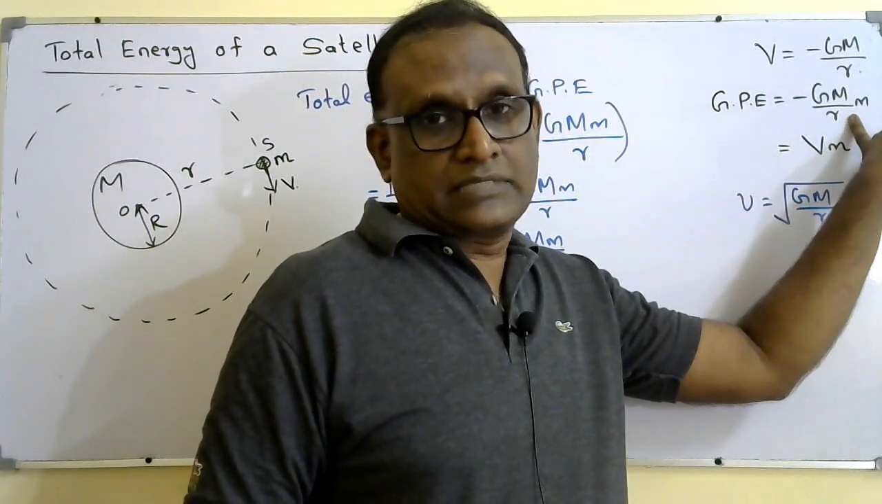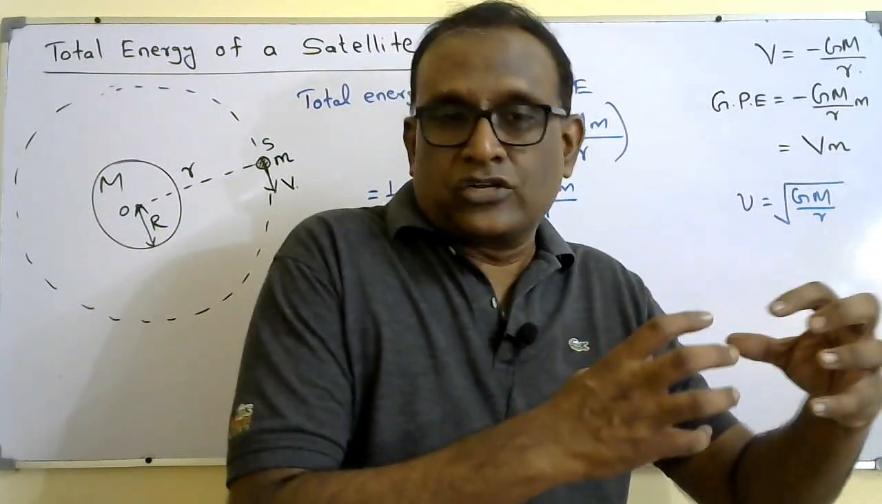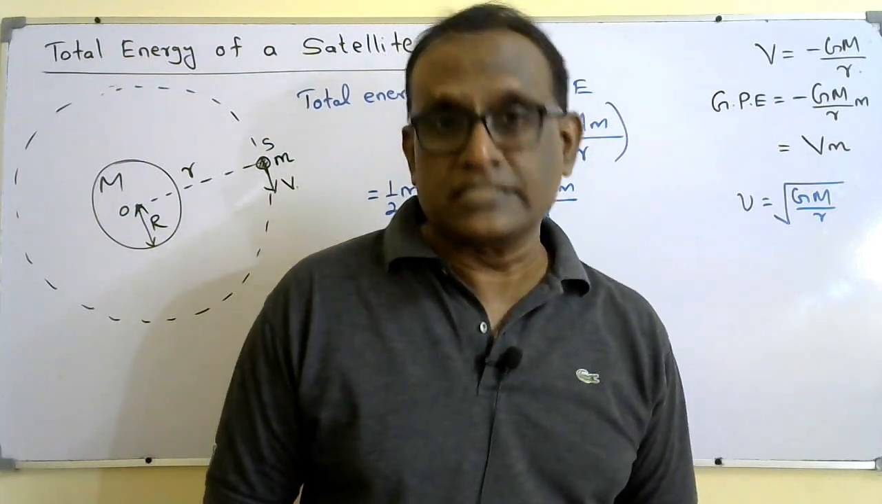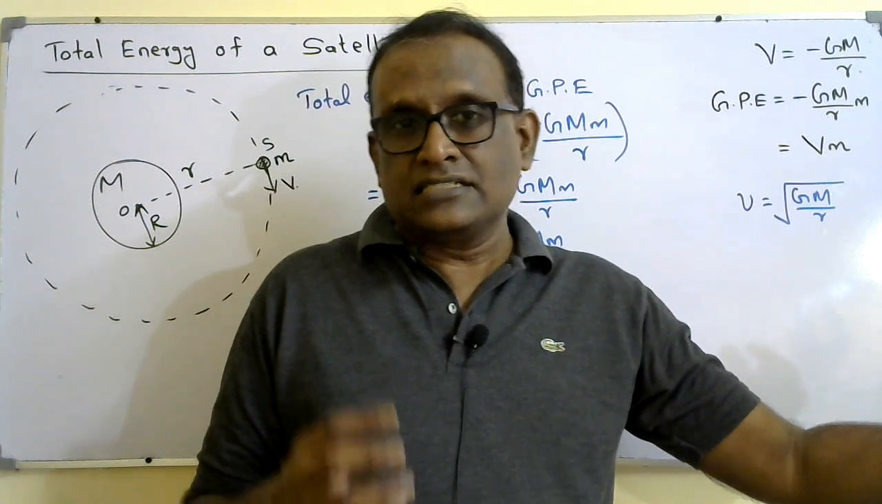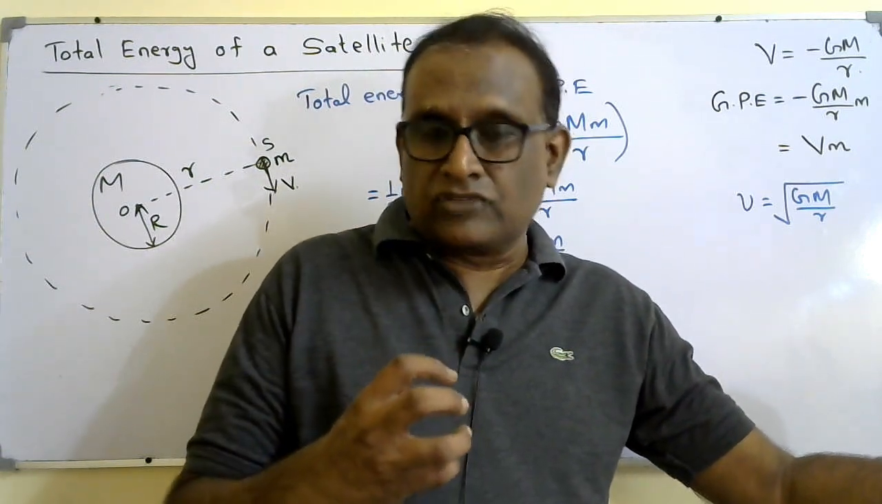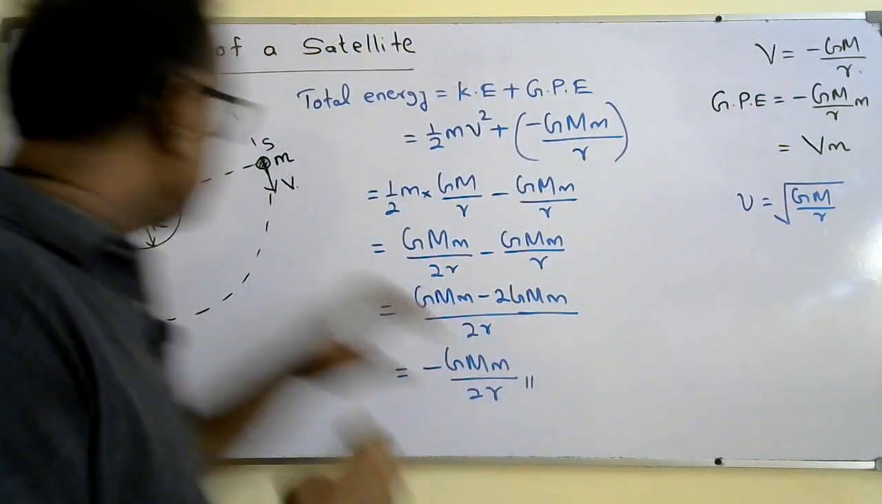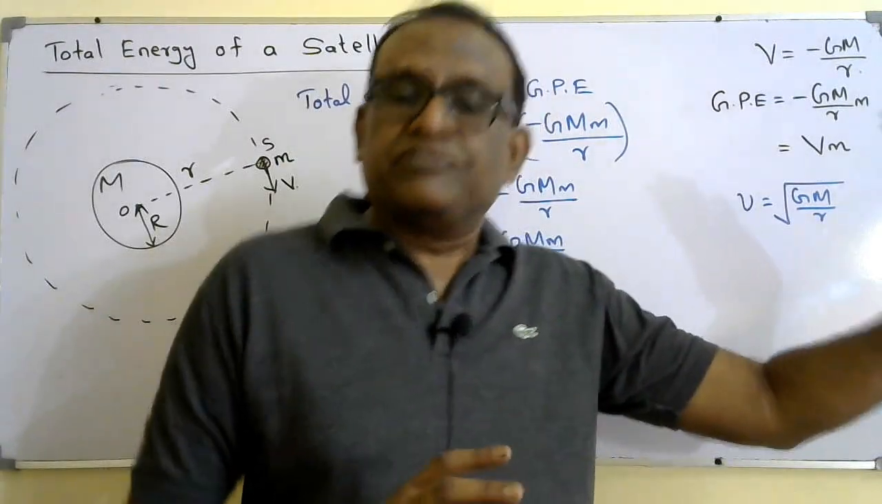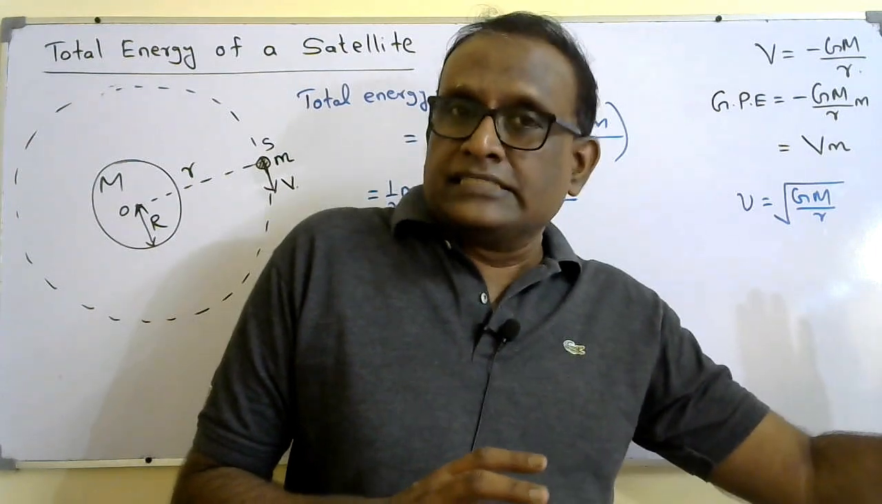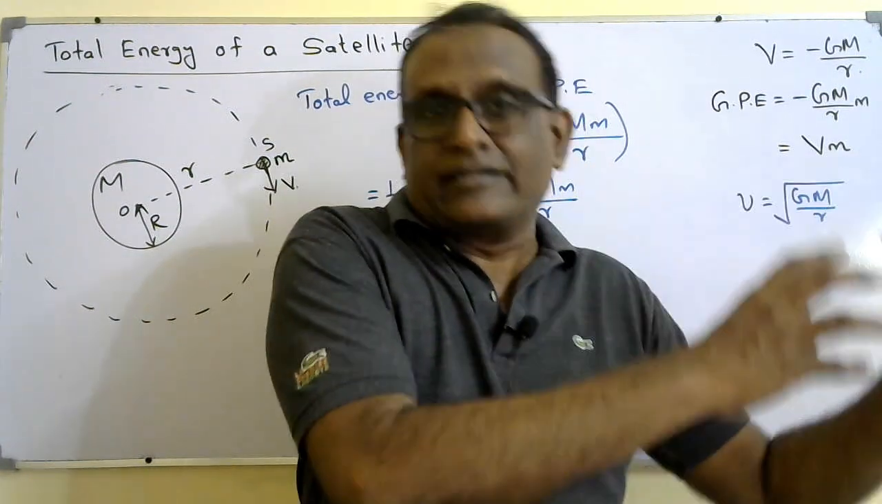That means the satellite is at infinite distance without the influence of the gravitational effect of the planet. It has reached infinite distance. The potential energy becomes 0. It could be at rest, so the total energy is equal to 0. That's the meaning of total energy equal to 0.